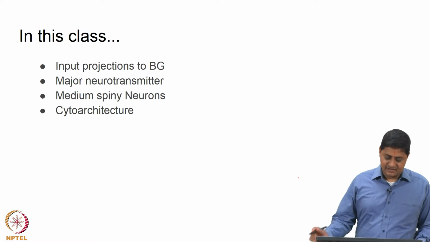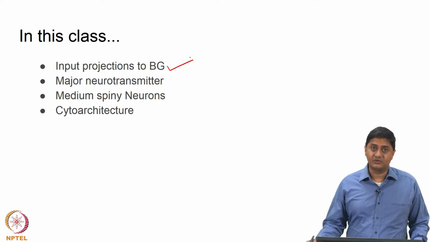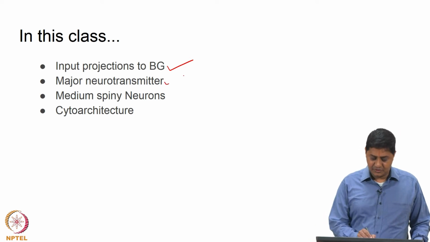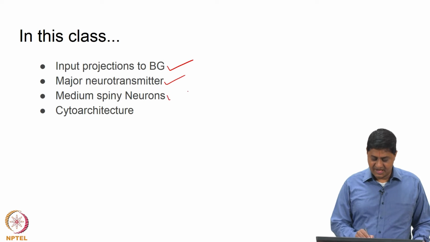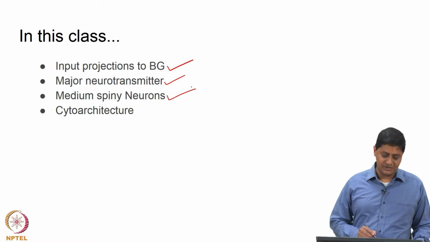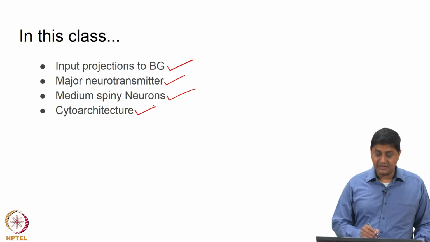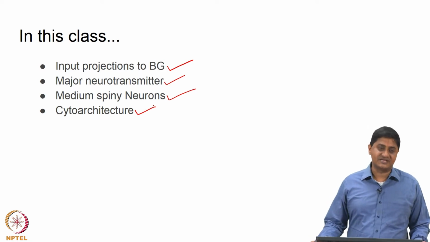So, in today's class, we will be talking about input projections to the basal ganglia, the major neurotransmitters within basal ganglia, and the special nature of one type of neurons in the striatum called medium spiny neurons, and cytoarchitecture of different structures within the basal ganglia.